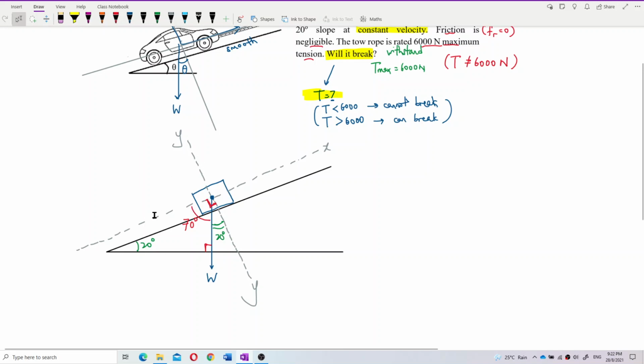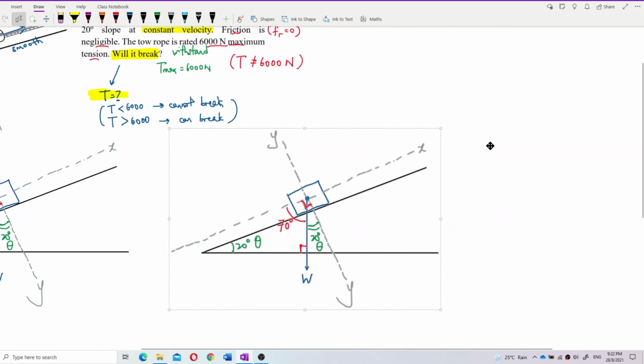Then we know that between the x and y-axis, they are perpendicular, that means they are 90 degrees to each other. So to get this angle, you take 90 minus 70, you get 20 degrees. So when this angle is 20, this angle is also 20. They are the same angle. So when this angle is theta, this angle is also theta. Okay, good. That's the secret.